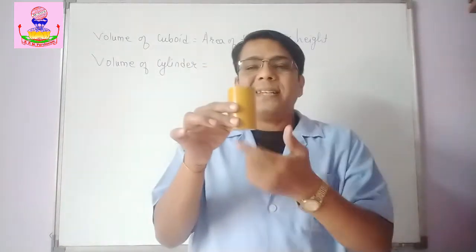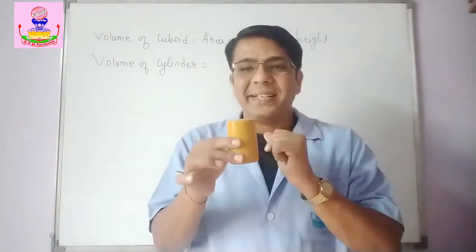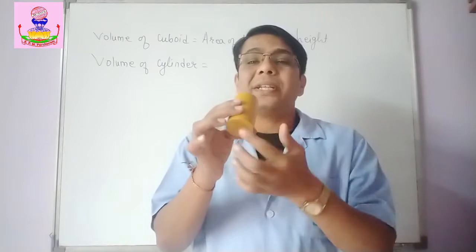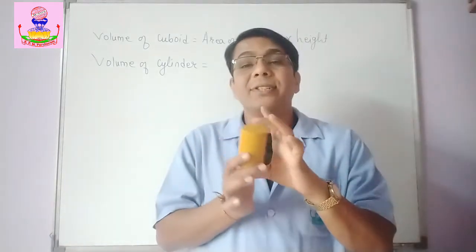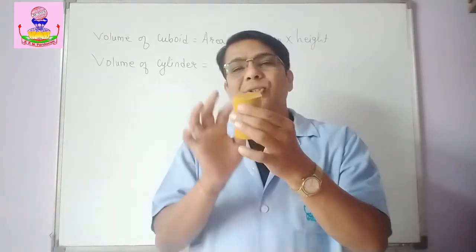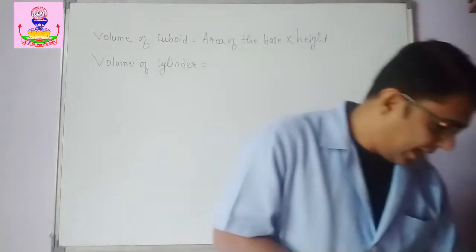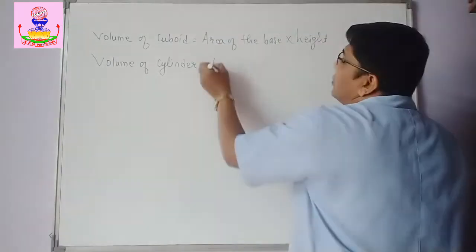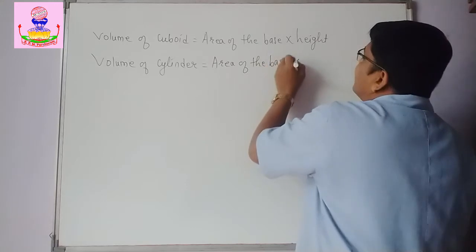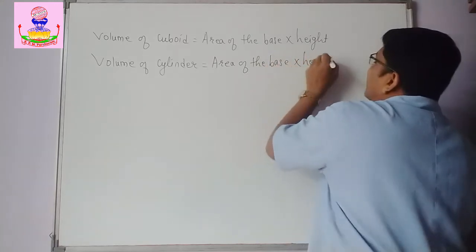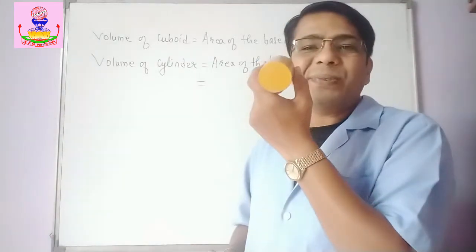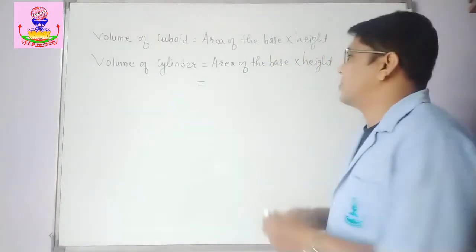In case of cylinder, the base and the top, are they parallel to each other? Yes. Are they congruent? Yes, both are circular faces with the same radius, so they are congruent. Secondly, the lateral surface area is perpendicular to the base and the top, and hence I can say that volume of cylinder is equivalent to area of the base into height. Now what is the base here? Circular. So what is the area of a circle? Yes, pi r square.